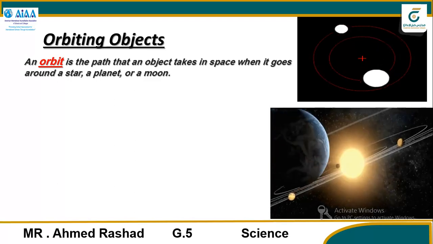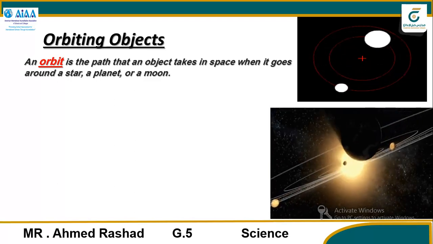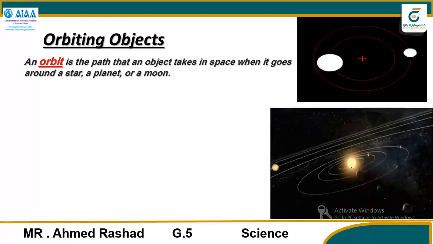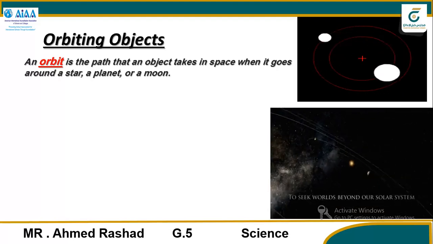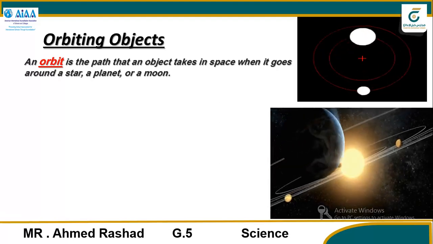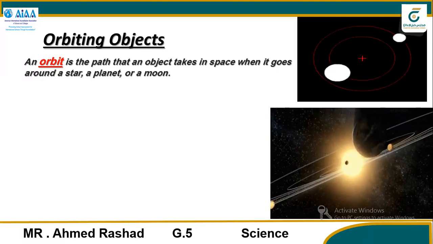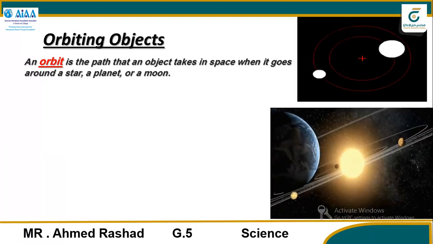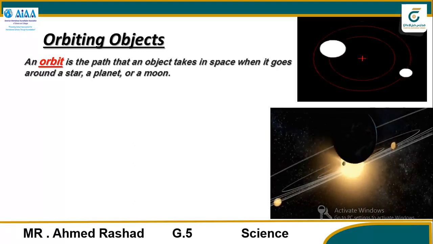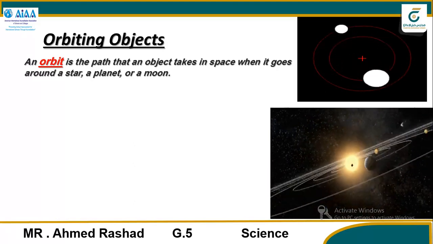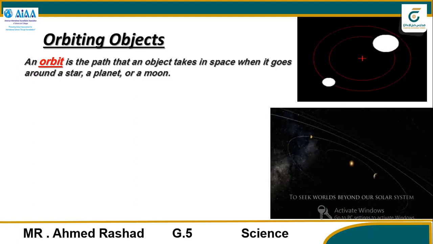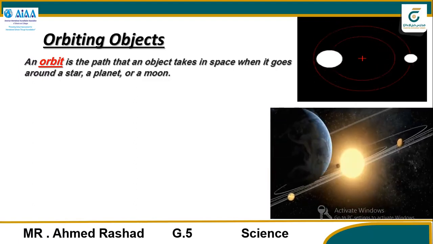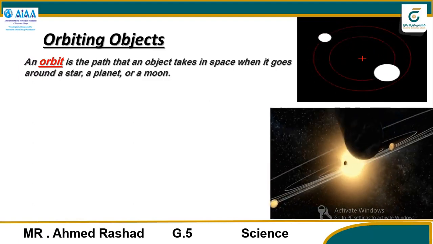You can see here an animation video describing how the planets move around the Sun in the same orbit, and that's called oval shaped. What's the meaning of oval shaped? It's like an oval. So the Earth, Mars, Mercury, Venus, Jupiter, any kind of planet, moves around the Sun in a specific orbit.